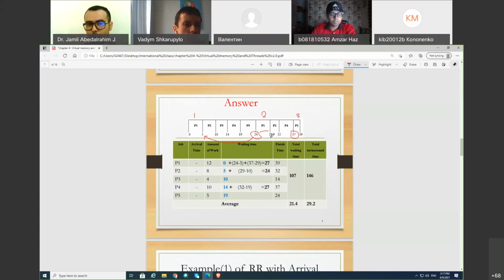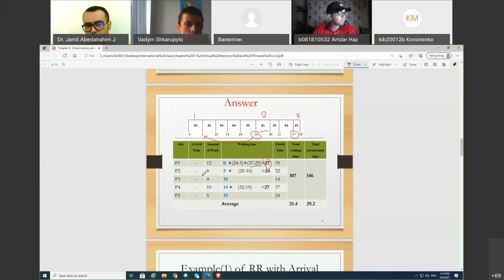So 24 minus 5 plus, we go into the third period, start time of the third period, 37. Also at 29, P2 interrupted P1. So P1 was waiting from 29. So 37 minus 29, and we get the total. This will be the waiting time of process 1.